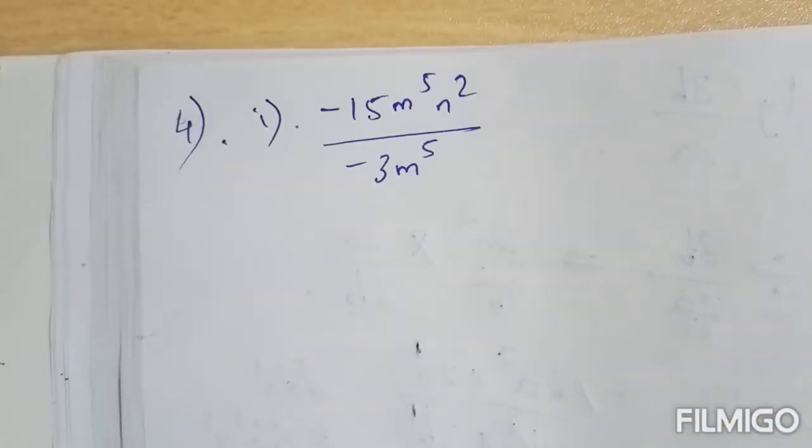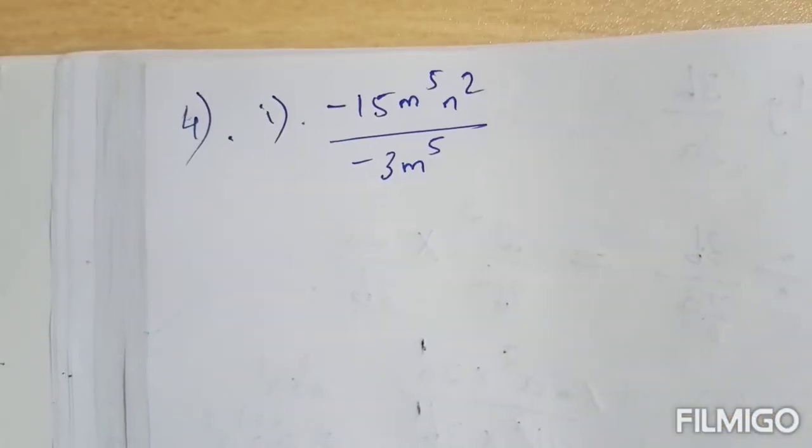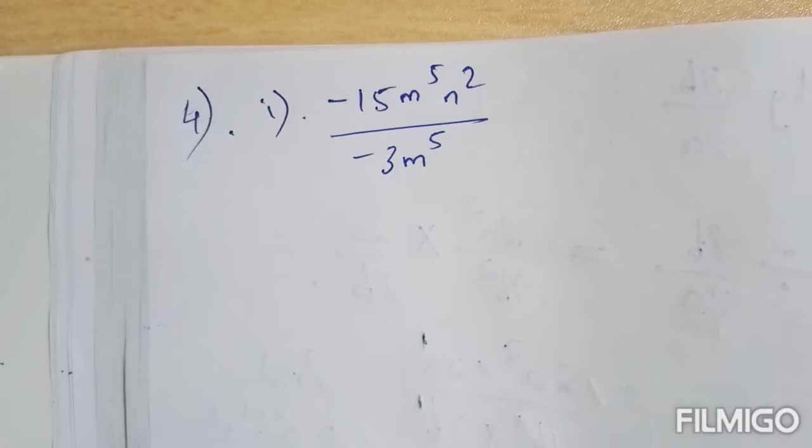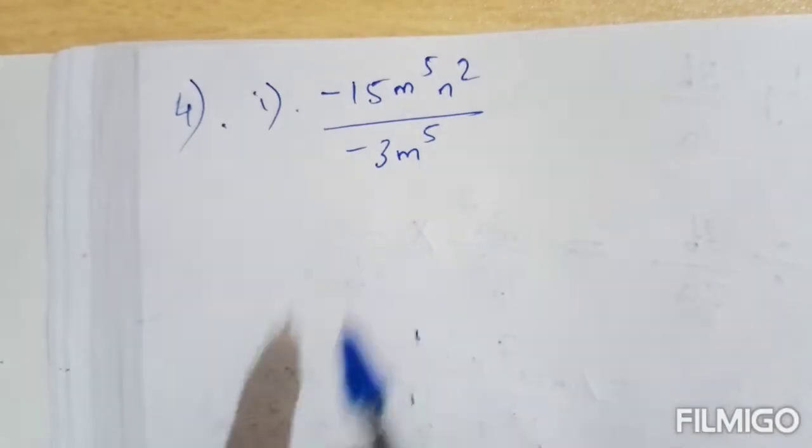Exercise 19D, third question: the third one, fifth one and ninth one you can do as homework. Next, the fourth one, simplify. In that, first question: minus 15m raised to 5 n raised to 2 by minus 3m raised to 5. You have to divide these two monomials.